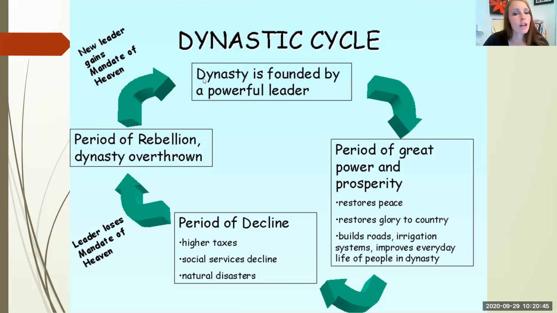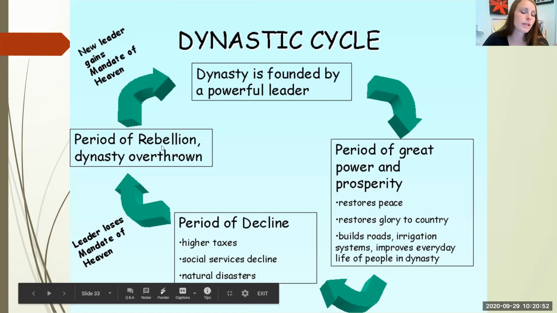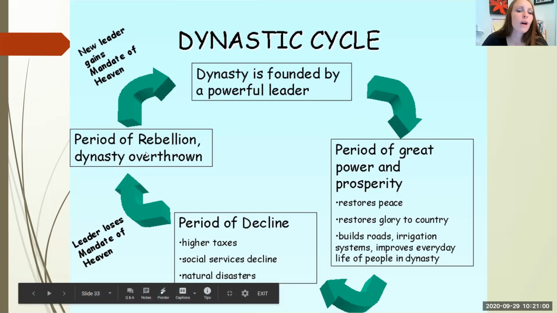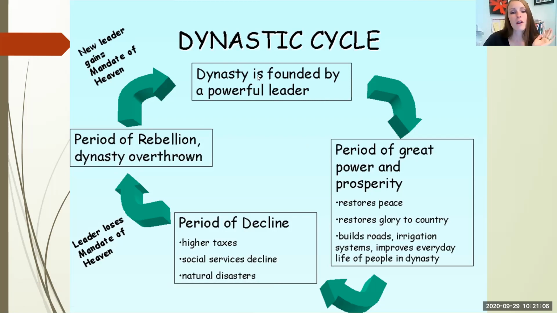And then they have a new dynasty that starts, and then it's great, and then things go bad, and then they lose that mandate of heaven, and then you have the dynasty overthrown and rebellion, and then a new leader comes up, and it just goes around and around, and that's how it goes many times. So they are most known for their multiple dynasties, because it just went on all the time, and never really stopped until very recently in world history.